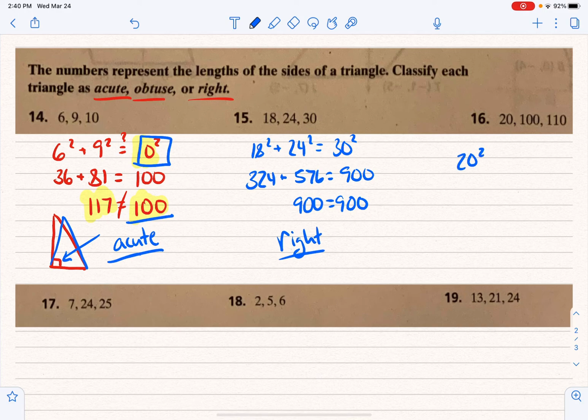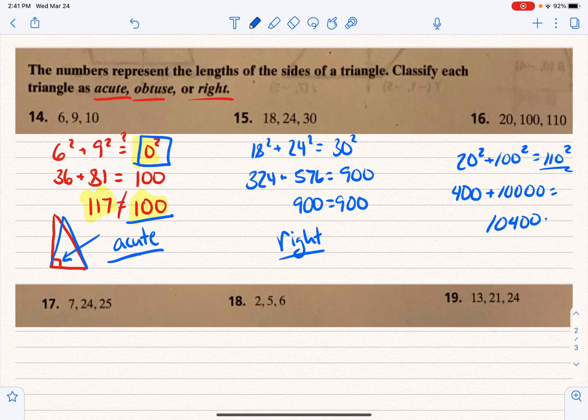We say 20 squared plus 100 squared is equal to 110 squared. I can't remember how big 110 squared is, and I don't have a calculator within reach. But I know that this is 400. This is 10,000. And I know this thing is like 12,000 and something. So if I've got 10,400, that's definitely not equal to 12,000 and something. And so what would you look at? You'd say, well, the hypotenuse in this case is too big.